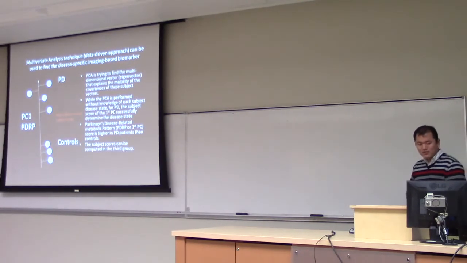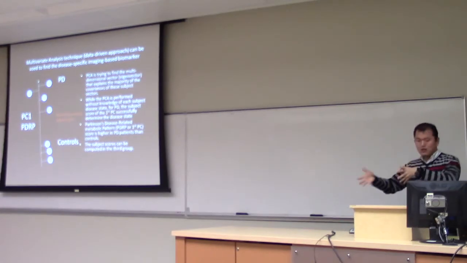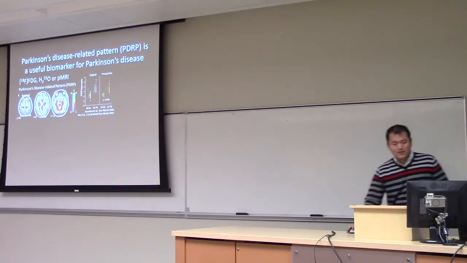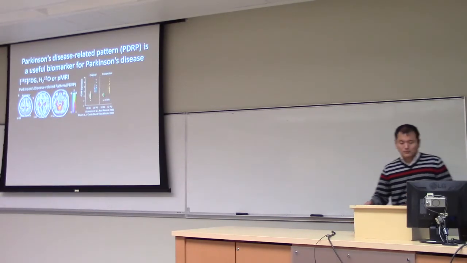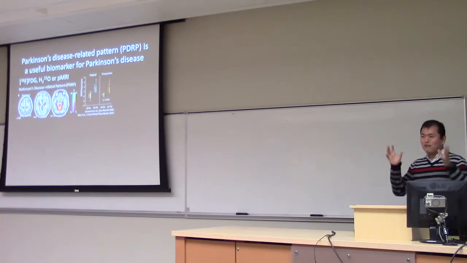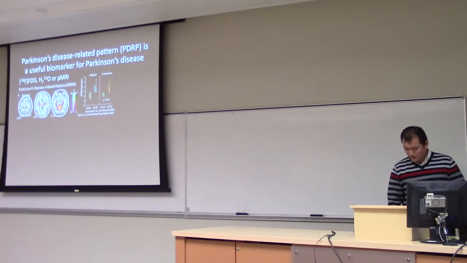Another advantage of this technique is that you can quantify this PDRP expression in an independent subject who was not used in this pattern derivation. So it can be prospectively used. This is a pattern that we found with this PCA, the Parkinson's disease-related pattern. It has some hypermetabolism in these regions and hypometabolism in these regions. It doesn't matter whether you use FDG or perfusion PET or perfusion MRI, as long as it reflects some neuronal activity, it gives you a very similar pattern that characterizes Parkinson's disease.